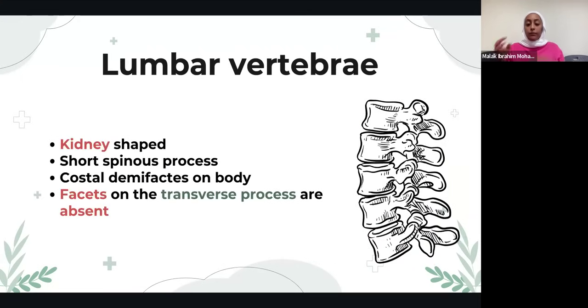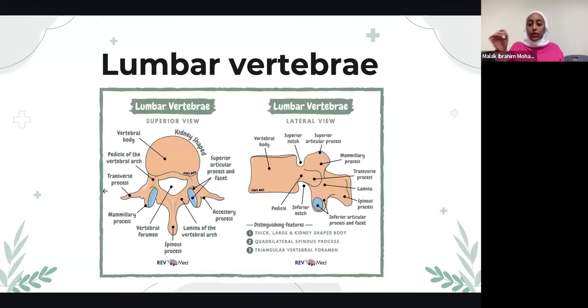How can you, because they might give you, for example, 3 different vertebrae, cervical and thoracic and lumbar, and ask you to point out which one is the lumbar vertebra. So how can you know that? There are some key points that you have to know. The lumbar vertebra is kidney-shaped. It has a short spinous process, and the facets on the transverse process are absent. Let me explain this on a picture.